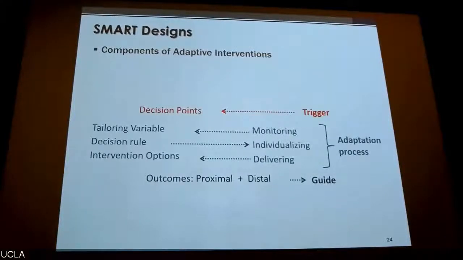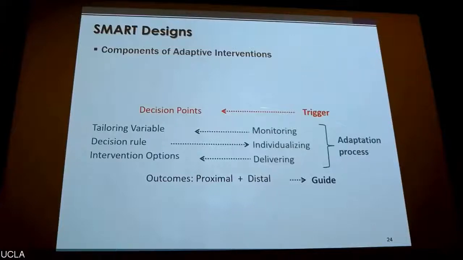Summary, the 5 elements of an adaptive intervention. These elements, the tailoring variable, the decision rule, and the intervention option, are part of the adaptation process. The adaptation process is a process where you monitor the person continuously to obtain information about the tailoring variable. Then you use this information to individualize, to offer different intervention options. And you do that by using decision rules. They can help you protocolize the individualization. And then you deliver whatever intervention options the decision rules recommended. That's the adaptation process. That's all it is.